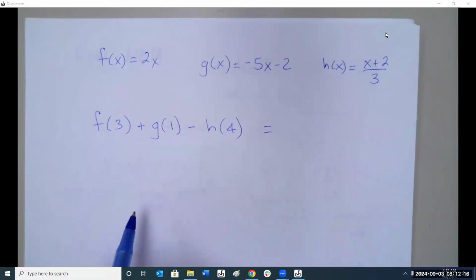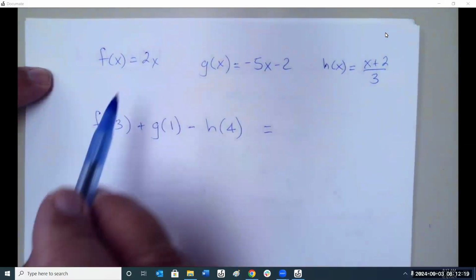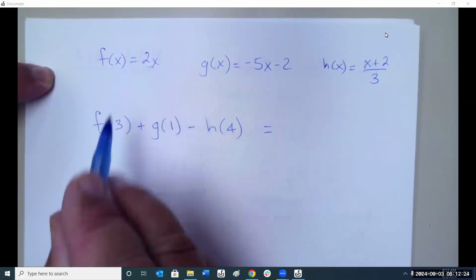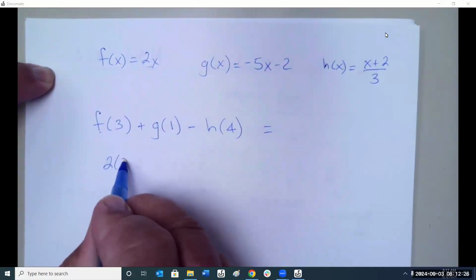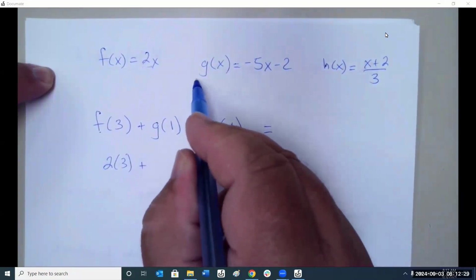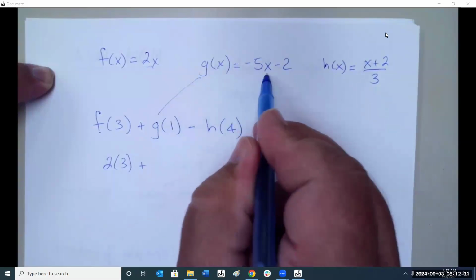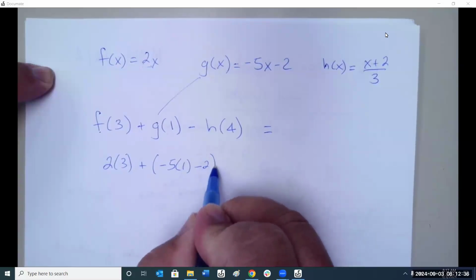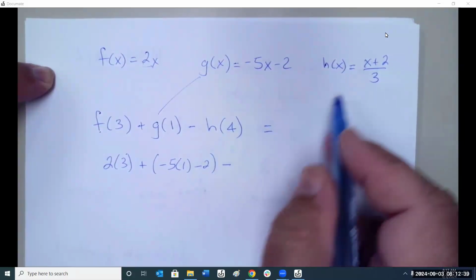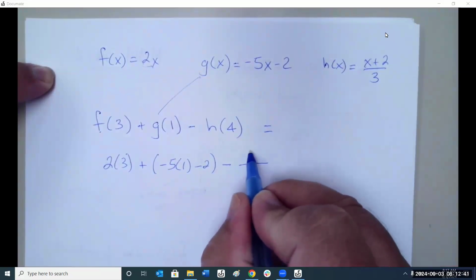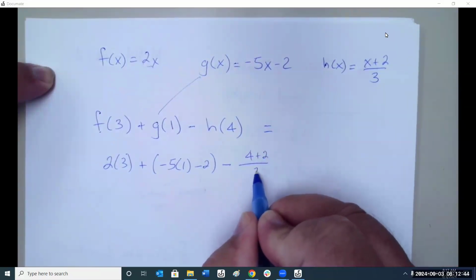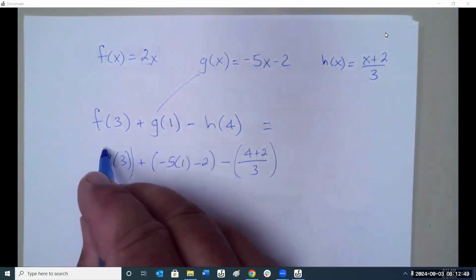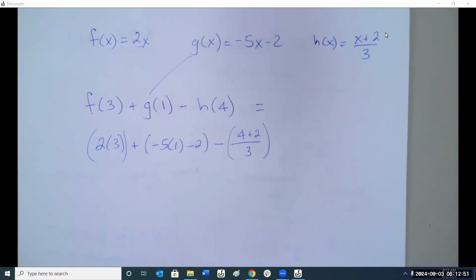So we see we have 3 functions that are defined here. So we'll go to the first one. F of 3 is, here's my function. So anywhere I see an x, I put a 3. I go to the G. Anywhere I see an x, I put a 1. And H, anywhere I see an x, I put a 4. You have to remember that each one of those functions are independent of each other.